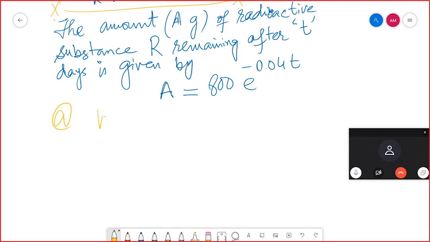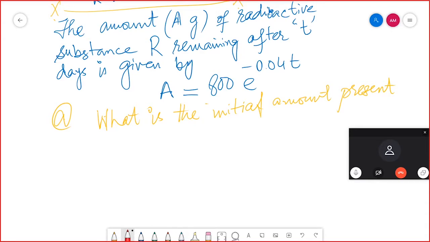So the first part is, what is the initial amount present? Can you see what the initial amount present is? 800. Yeah, that's good. So let me take A, it is 800. That's very nice. How did you find it? So 800 grams, because it was given here in grams.